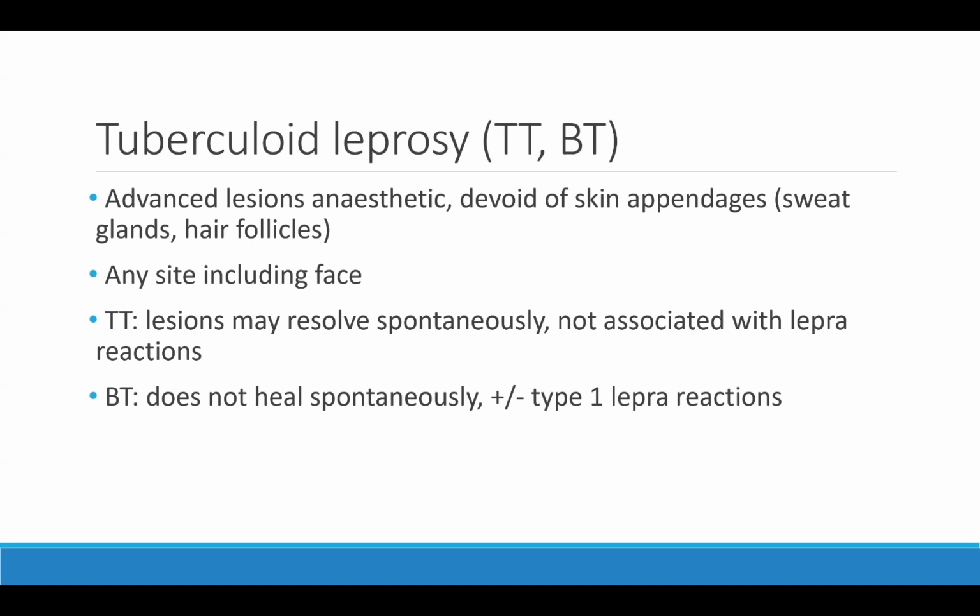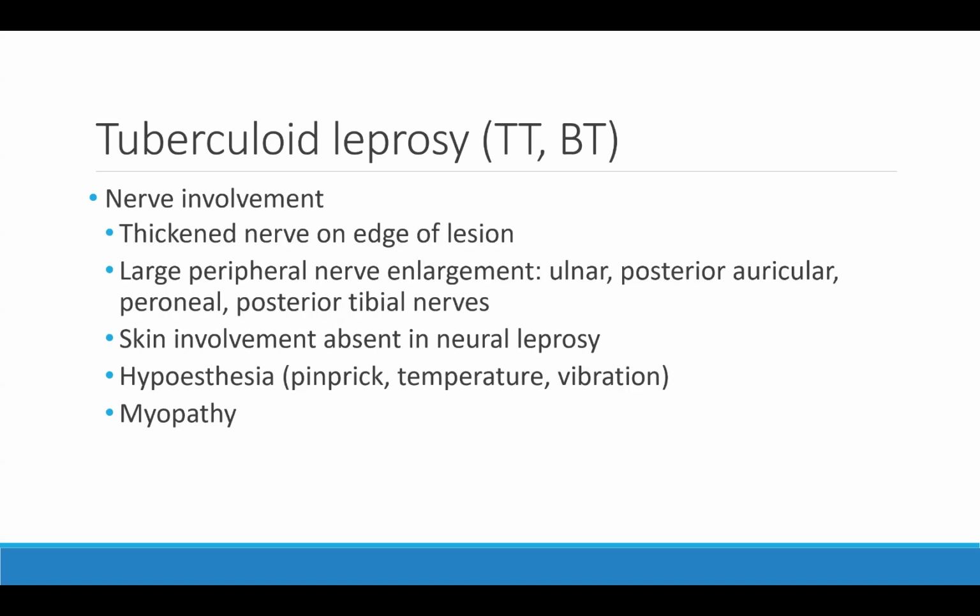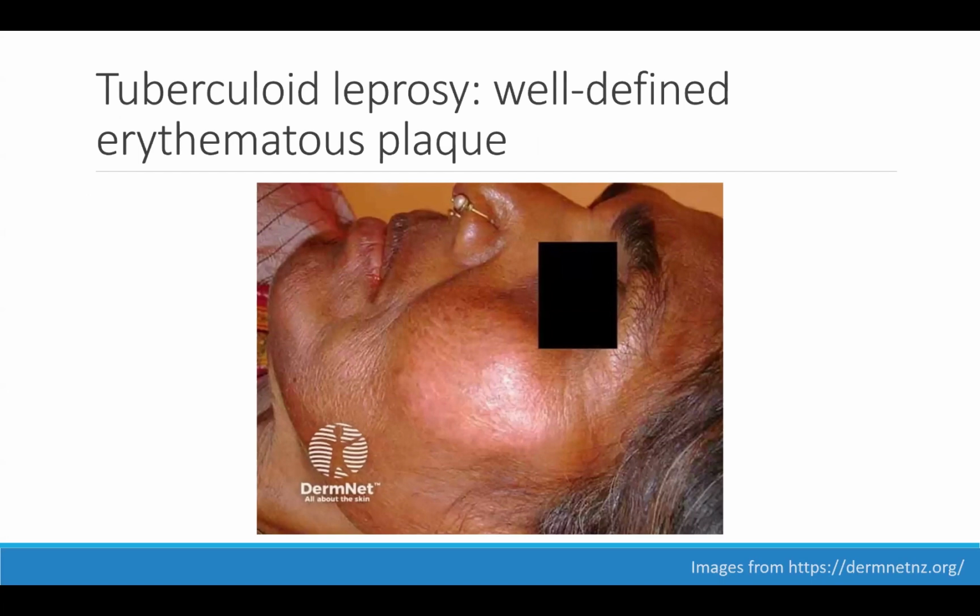For TT, lesions may resolve spontaneously, and this is not associated with lepra reactions, whereas for BT, it does not heal spontaneously, and you may have type 1 lepra reactions. In TT or BT, for nerve involvement, patients may have thickened nerves on the edge of the lesion, as well as large peripheral nerve enlargement, including the ulnar, posterior auricular, peroneal, and posterior tibial nerves. Skin involvement may be absent in neural leprosy. Patients have hypoesthesia to pinprick, temperature and vibration, as well as myopathy. This is a picture of a well-defined erythematous plaque in tuberculoid leprosy.